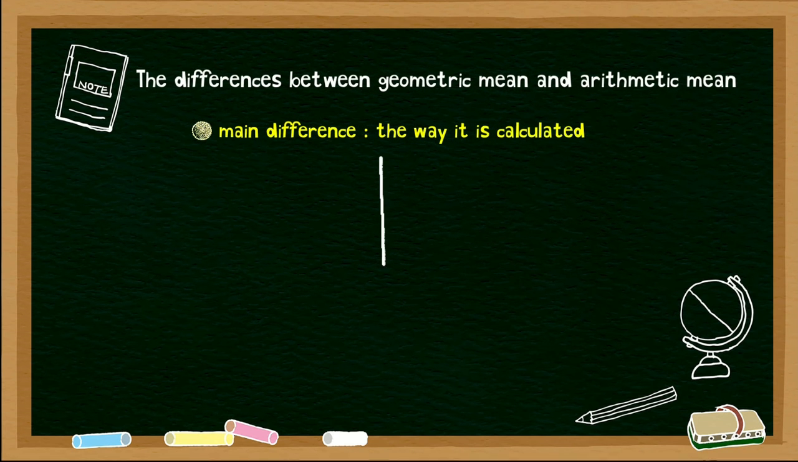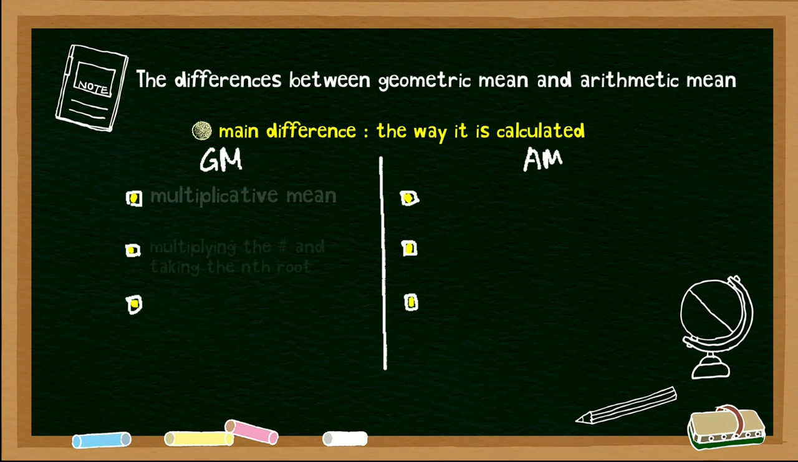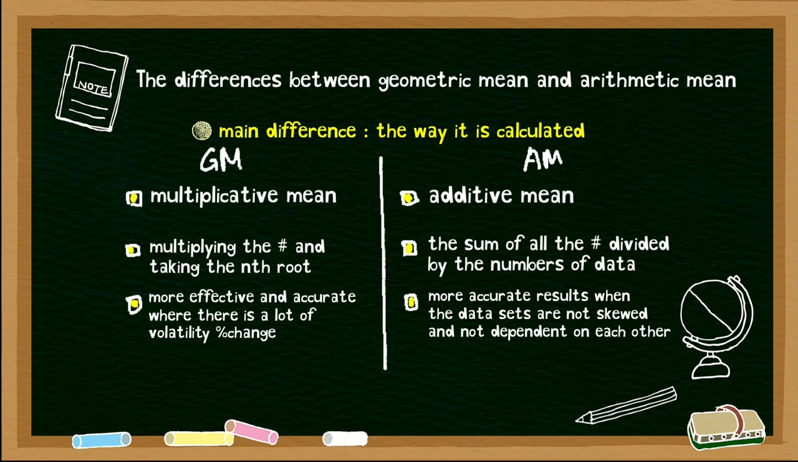The differences between geometric mean and arithmetic mean. The main difference here is the way it is calculated. Several other differences are below. First, GM is known as the multiplicative mean, and AM is the additive mean. Second, GM is multiplying the numbers and taking the nth root, while AM is the sum of all the numbers divided by the number of data.